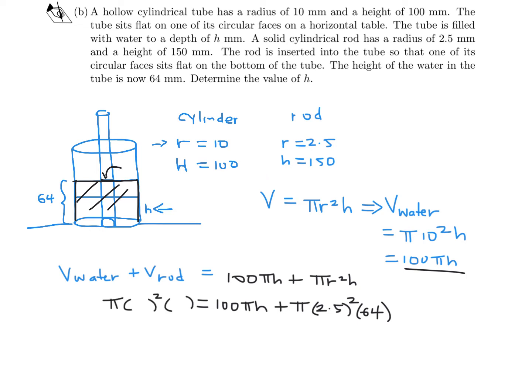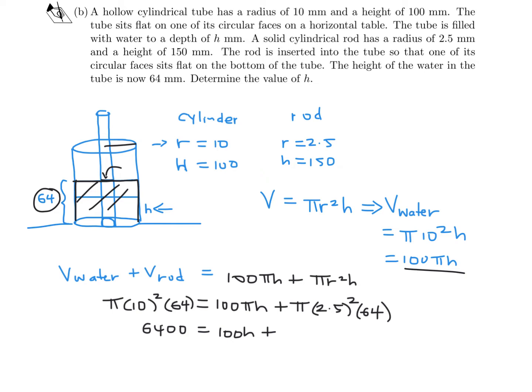h type of formula. In this case, the radius is the radius of the big cylinder, which is 10. And the height is this guy, 64. So that's what's going to go here. And this hopefully will allow us to solve for h. So first thing is the pi's all go. So this becomes just 6400. And then this just 100h.